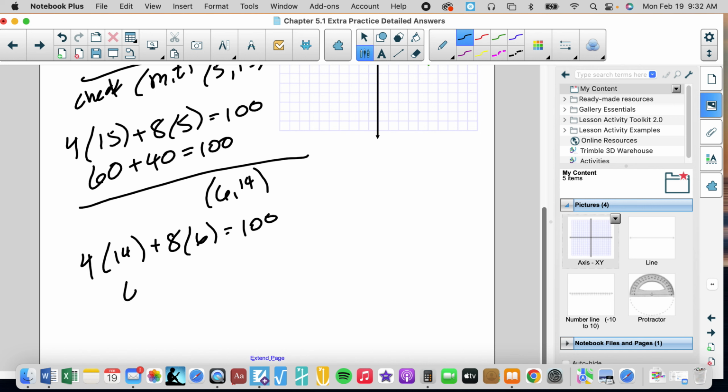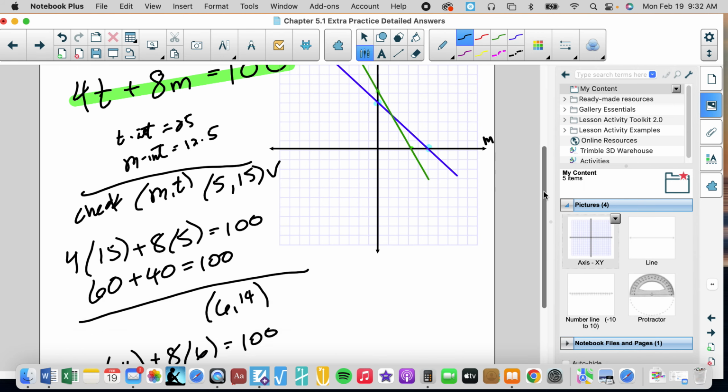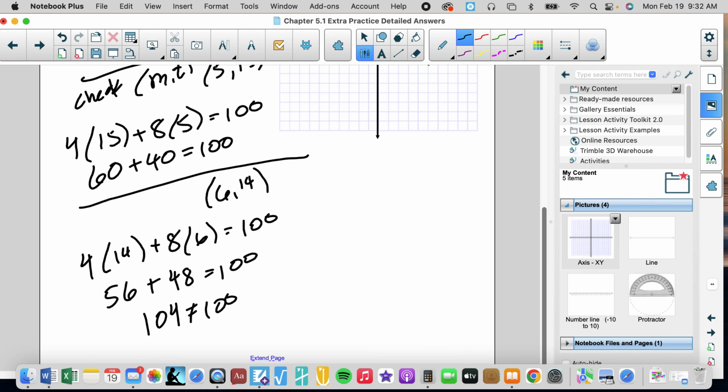So that is 56. 6 times 8 is 48. That gives us 104, which does not equal 100. So yes, it would work for the blue equation, but not for the green.